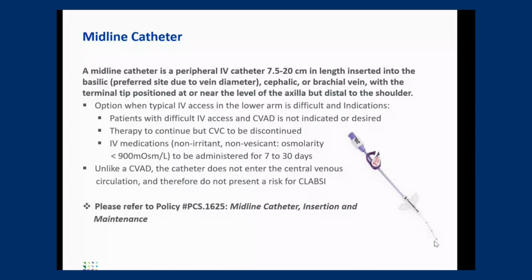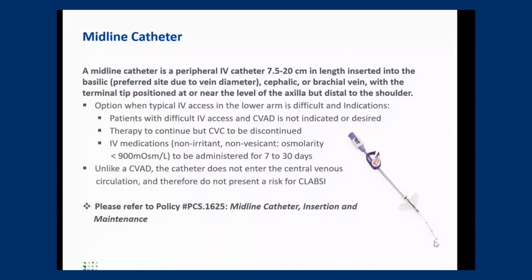Sometimes when you see an arrow on a patient, you might get confused. Is this a midline? Is this an arrow? The difference is that a midline is definitely longer. While arrows are 6 to 8 centimeters, the midline is 7.5 to 20 centimeters, and is normally placed in the basilic vein, or the cephalic or the brachial. And the tip is positioned by the axilla, but not quite at the shoulder.